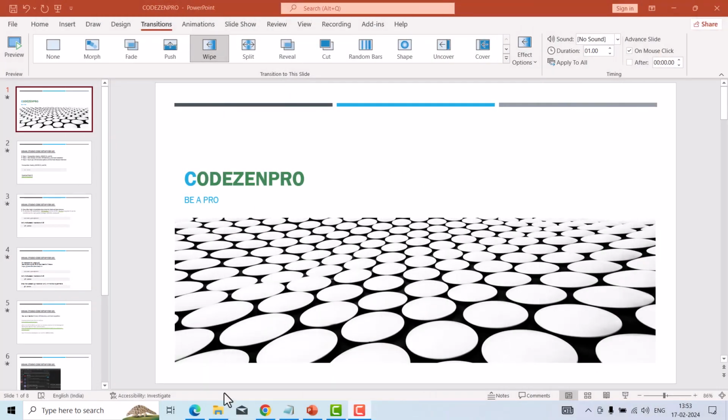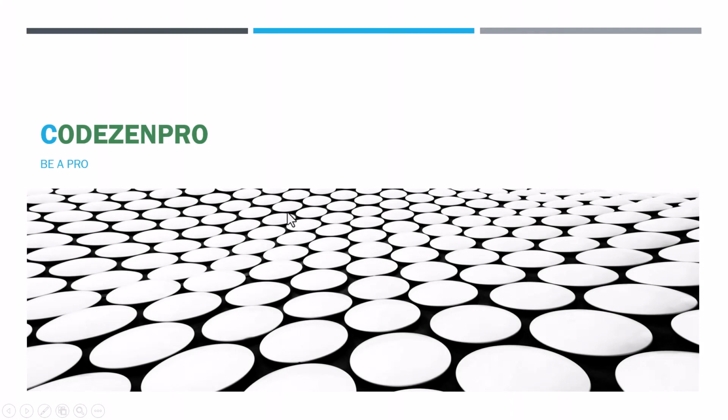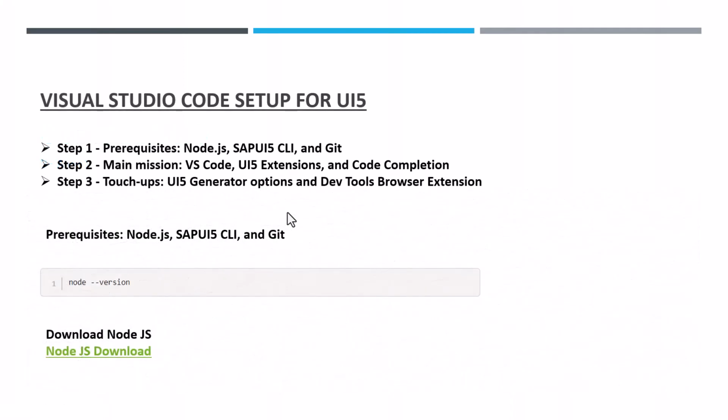Today we are going to install Visual Studio Code for SAP UI5 development. For the Visual Studio Code setup for UI5, we need some prerequisites like Node.js setup, SAP UI5 CLI and Git. So we'll go step by step.